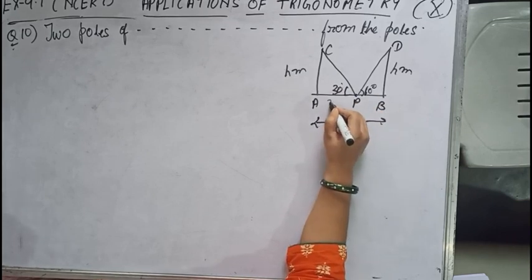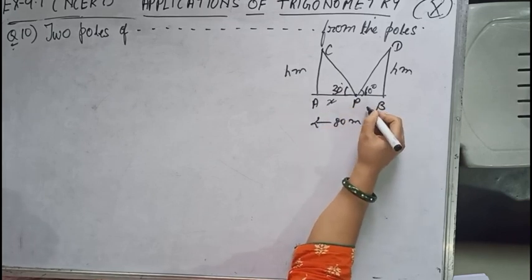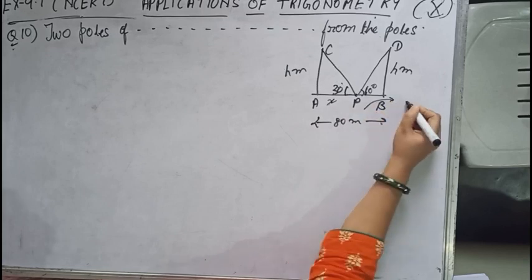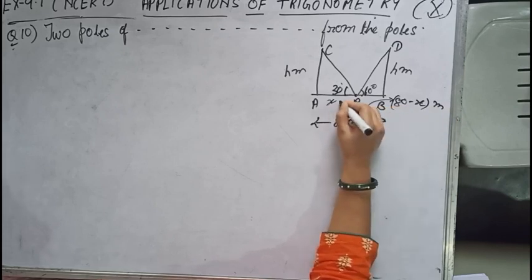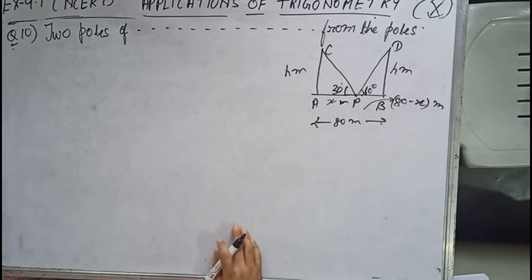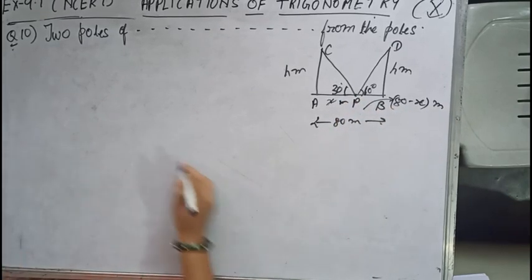So let us suppose this distance is x, then this distance will be equal to 80 minus x meter. This one is x meter, so this will be 80 minus x meter. So let us proceed.